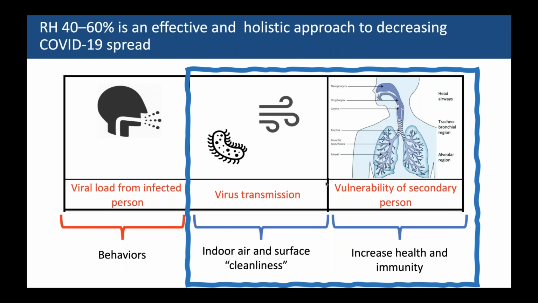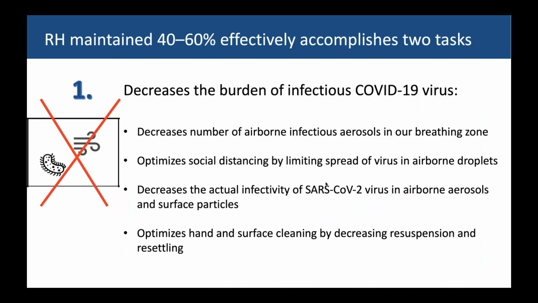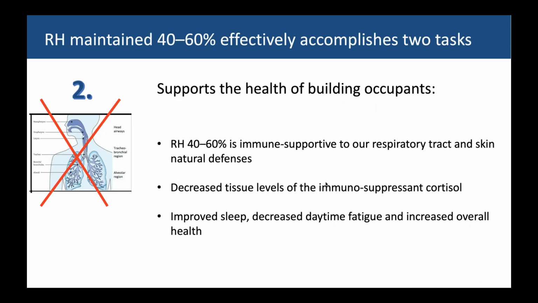So maintaining the relative humidity between 40 and 60 is the only strategy that both cleans the air and decreases surface recontamination. And based on the research of Dr. Iwasaki, it actually supports your immune system. So it's a very holistic and effective approach. So again, this is just to show you it decreases transmission and supports our immune system. You can have this presentation and go through this a little more slowly.